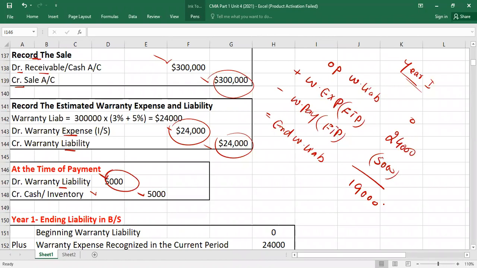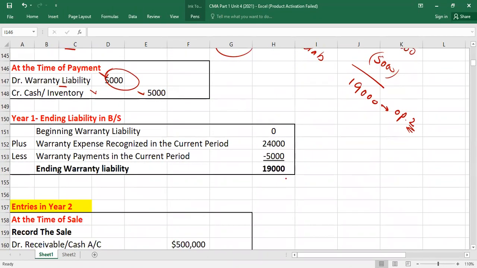Clear? This ending warranty liability of the first year will be the opening warranty liability for the second year. Understood? Right? This is going to be the opening liability for year 2. Understood? Okay, can I ask some question from you? Okay, here we are just sharing the detail of the topic. So this is the ending liability. We have already calculated 19,000, right? Right. Now, what are the entries in year 2 you will pass?